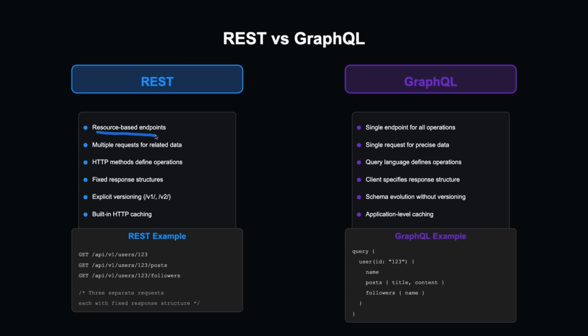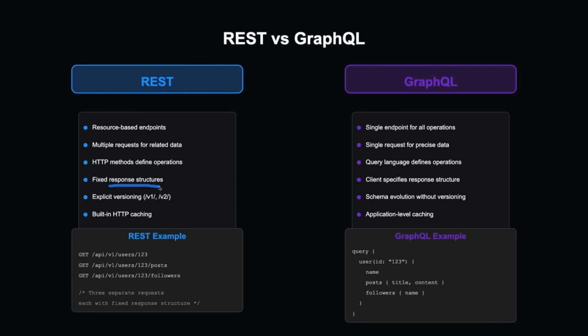So it is resource-based. And sometimes we might need to make multiple requests for getting the related data. As you can see here, we need, let's say, the user details, but we also need the user posts and followers. So in this case, we need to make 3 requests to get all of this data. And it uses HTTP methods to define operations. As you can see, these are HTTP endpoints, and we are using the GET method specifically.